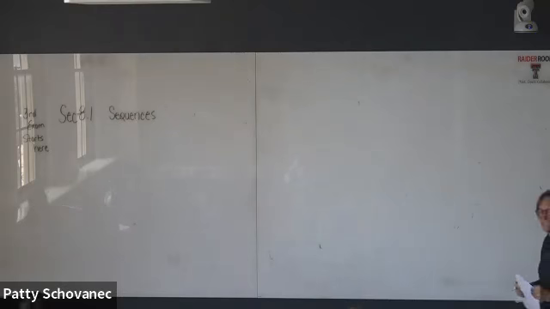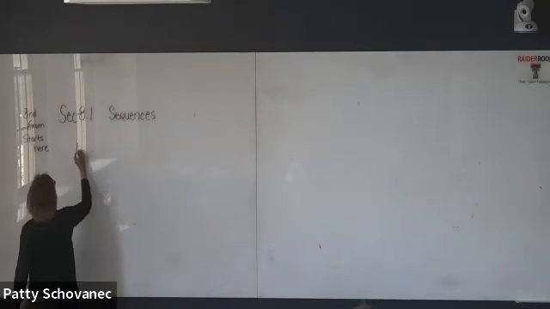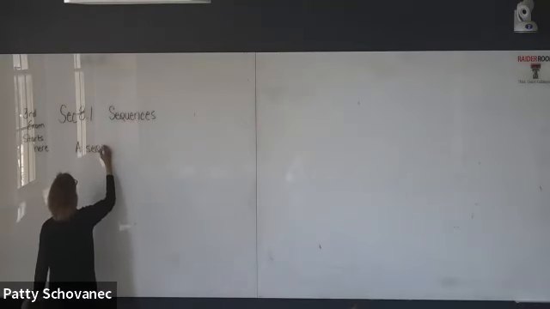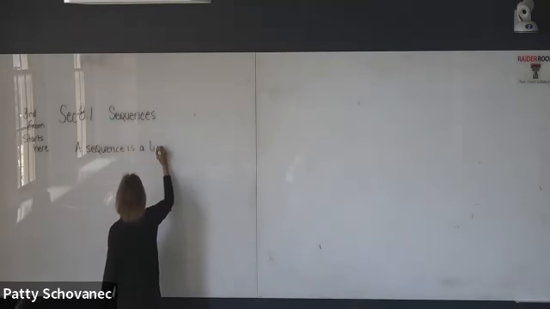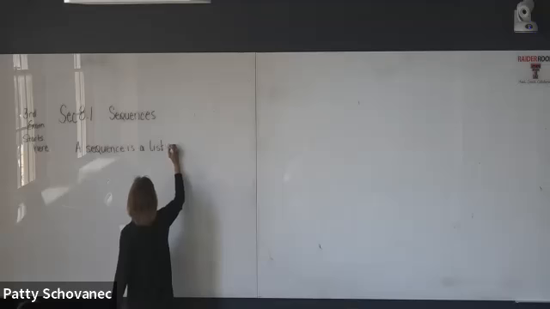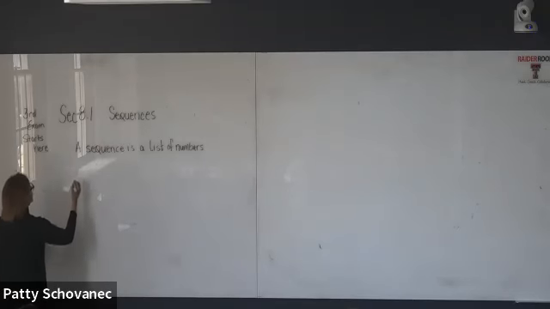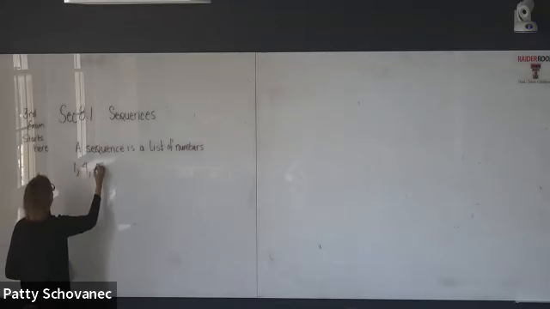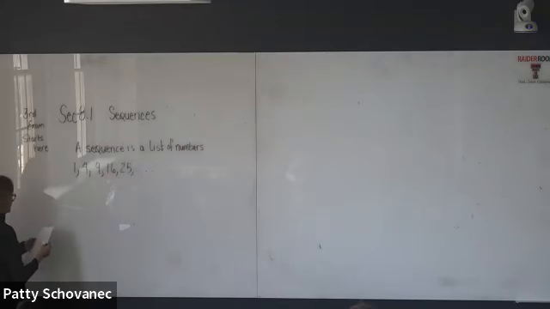A sequence is some list of numbers. It doesn't have to be numbers, but we're going to work with numbers. We have some discernible patterns, for example, 1, 4, 9, 16, 25. That's an example of a sequence.